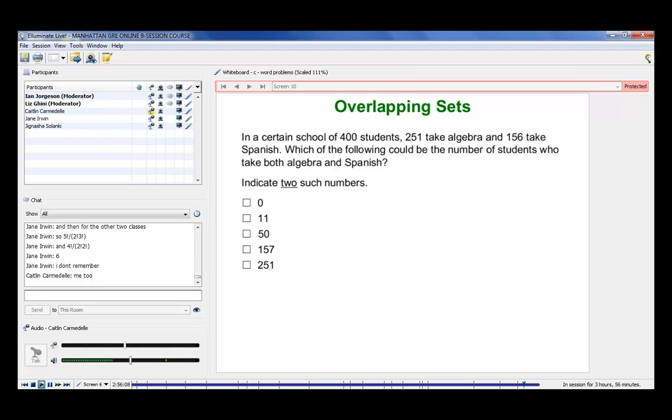Well, the trap I skirted was I originally put down 0, 11, and 50, which is not right. It can't be 0 because 251 plus 156 is more than 400. So there has to be at least seven students that are overlapping and taking both algebra and Spanish for there to be 400 students in the school. And then you know that it can't be 157 or 251 because there's only 156 students taking Spanish.